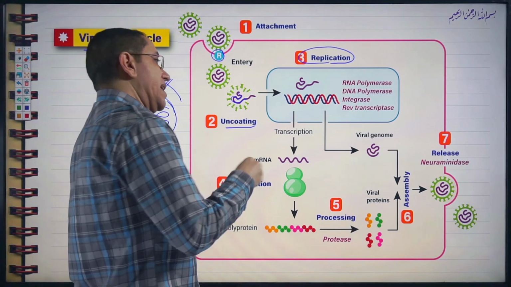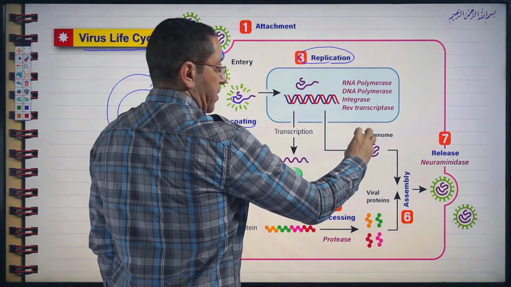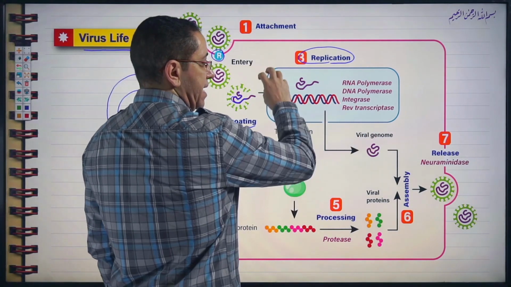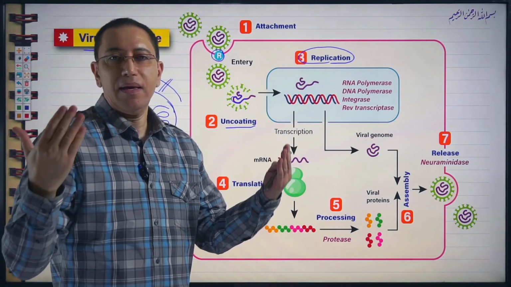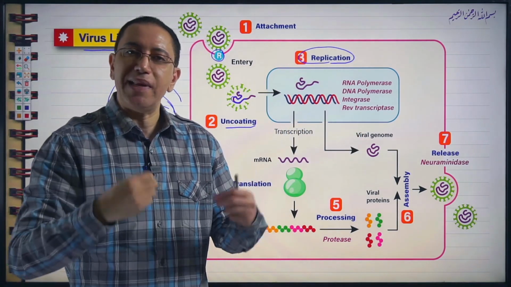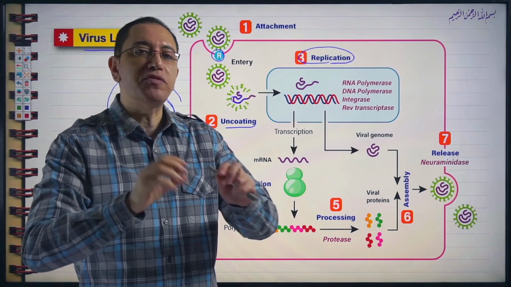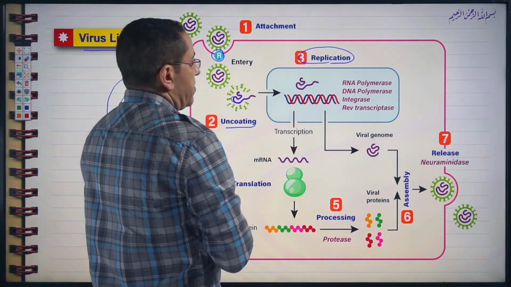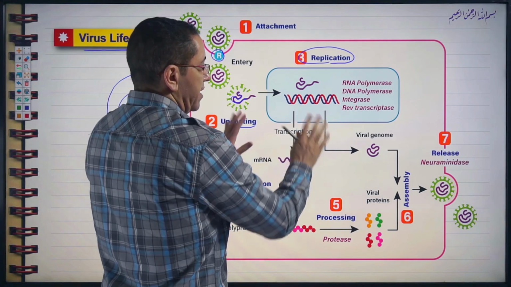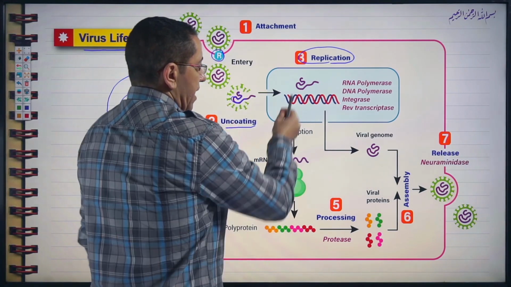The process of copying an exact copy of the genome or the genetic material is called replication. The term replication is a general one in biology. What's replication? Replication is to make copies of the genetic material, whatever the genetic material is. Okay? Now let's explain this replication in detail because it's a vital concept.